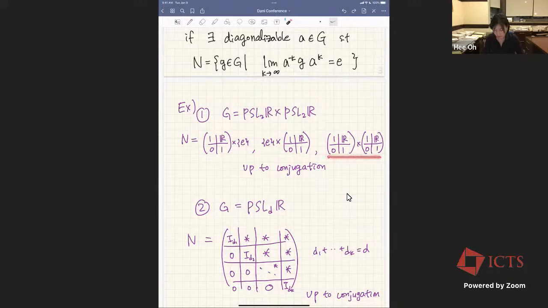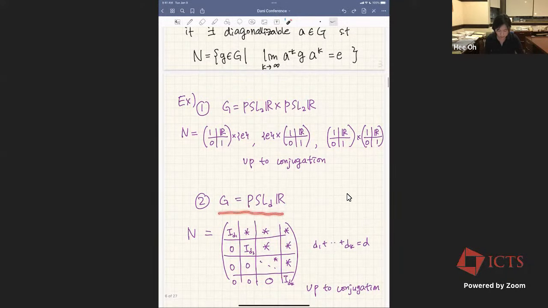And lastly, we can also consider the product of 2 upper triangular subgroups. This is also a horospherical subgroup because now I can consider a diagonal element which is non-trivial in the first factor and also non-trivial in the second factor. And then that will give me the third horospherical subgroup. So in this case, there are 3 possible horospherical subgroups.